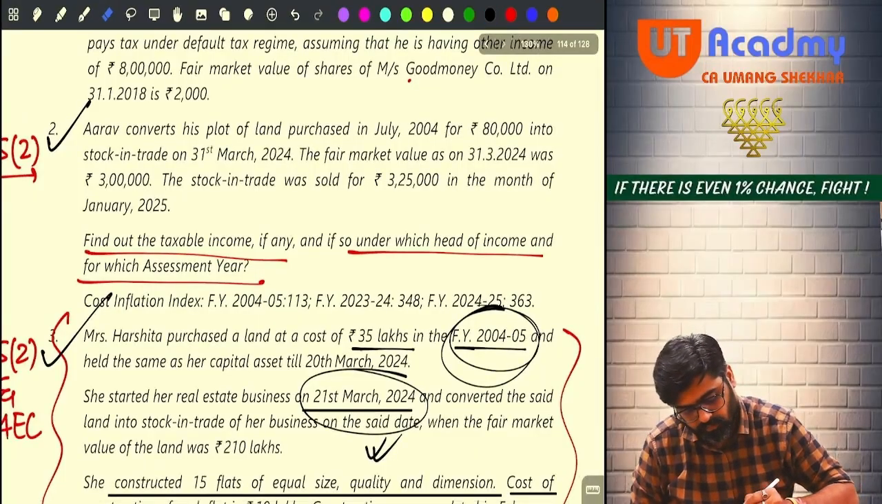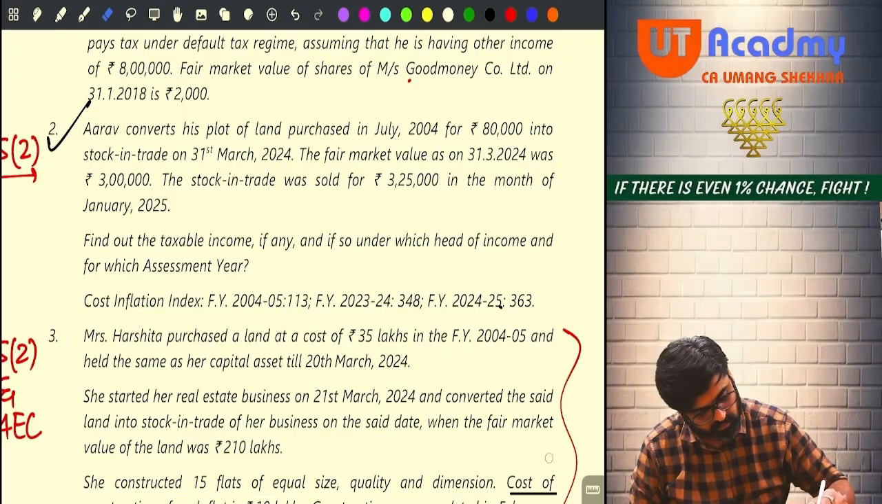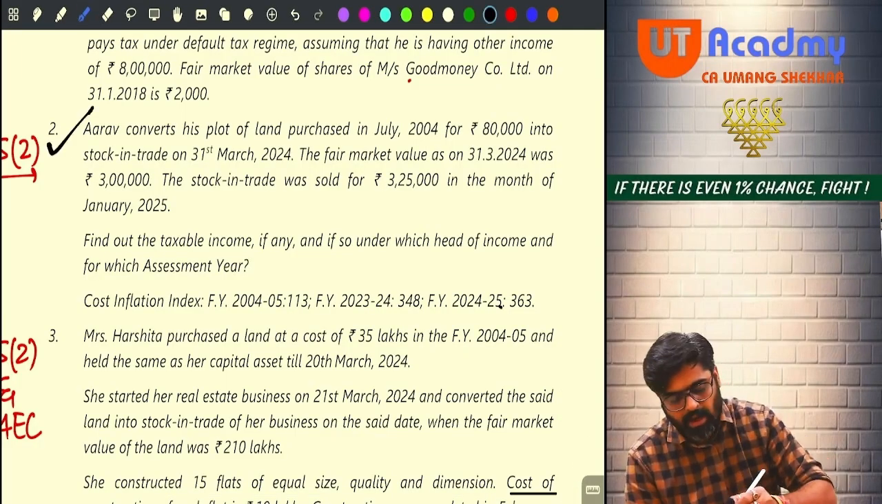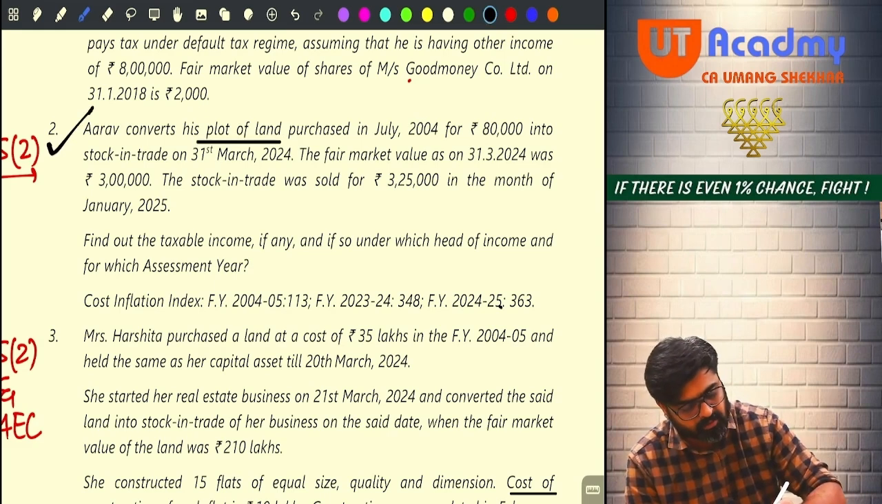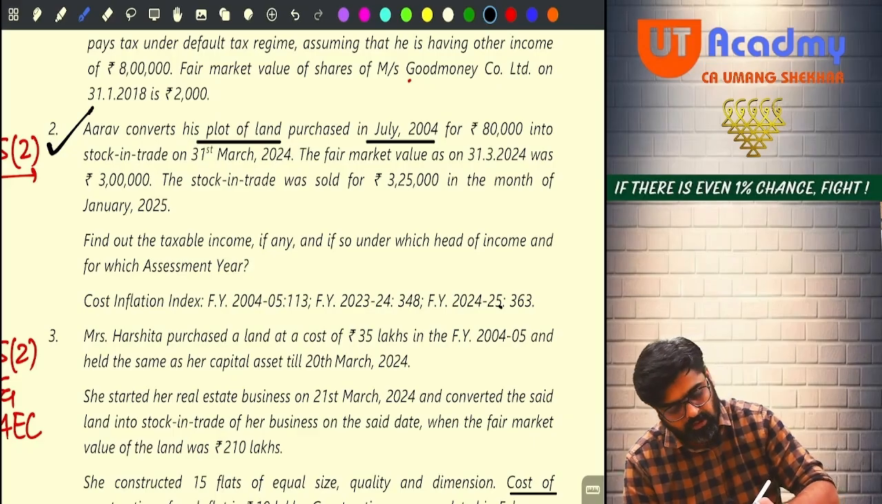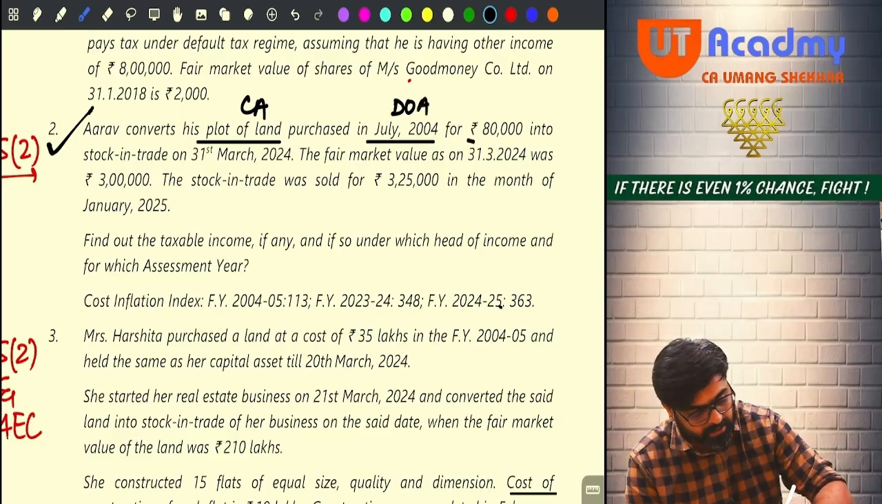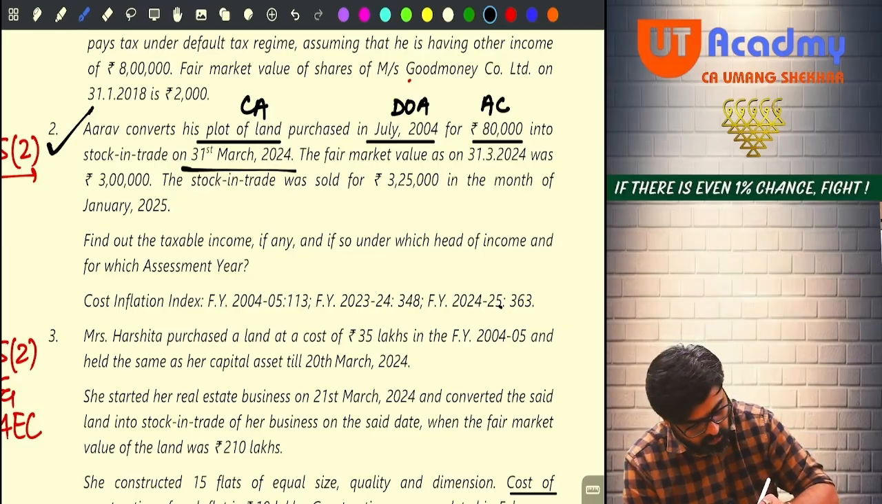Question number 2. Arav converts his plot of land, meaning a capital asset, which was purchased in July 2004. So this is a capital asset which he purchased in July 2004, meaning this is the date of acquisition, and 80,000 was the actual cost of the capital asset. Into stock in trade on 31st March 2024.